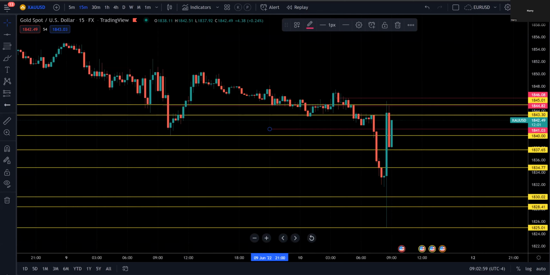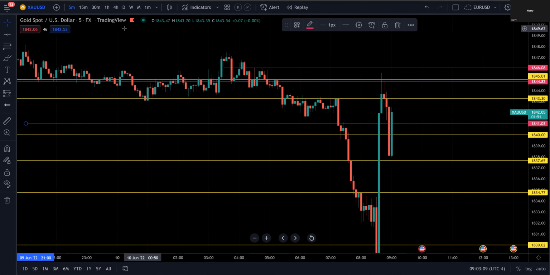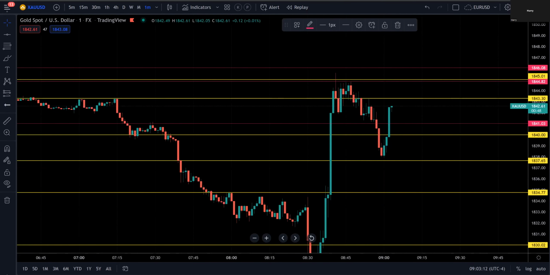Push a little bit more and see what's going to happen there. The last 2 minutes will be key here. 43, a little bit more. Last 2 minutes of that 5 minute candle there.